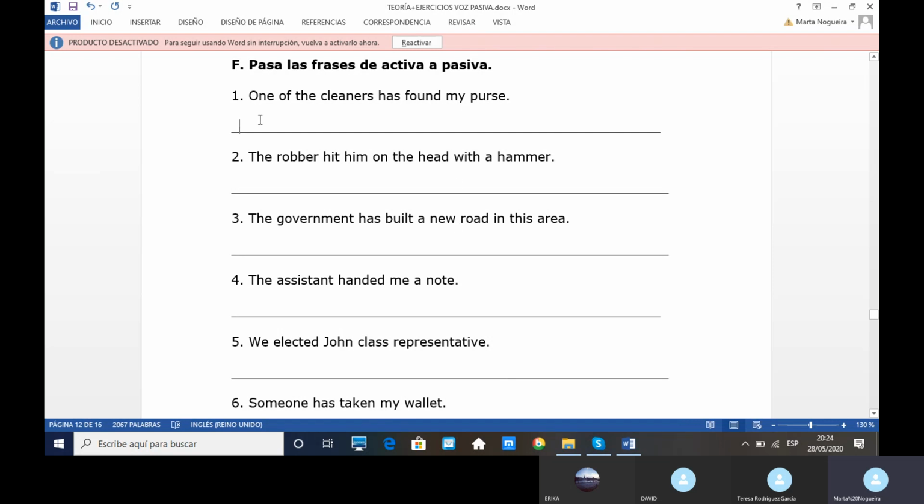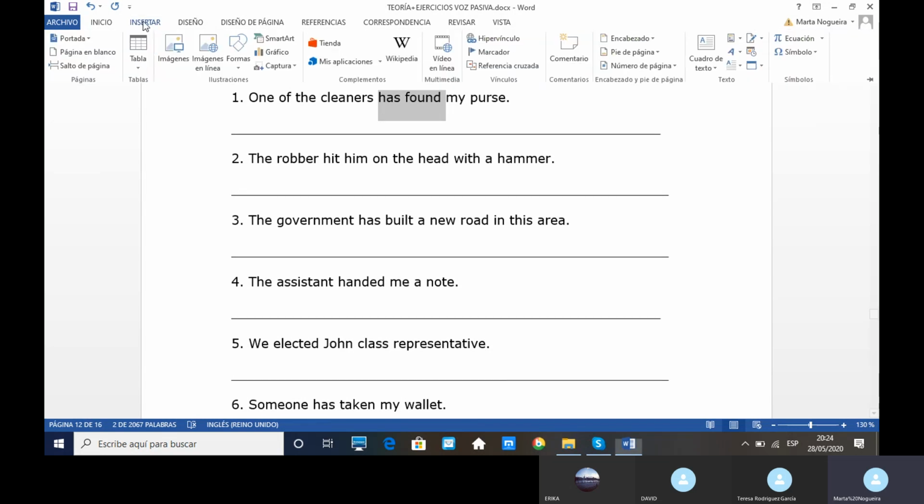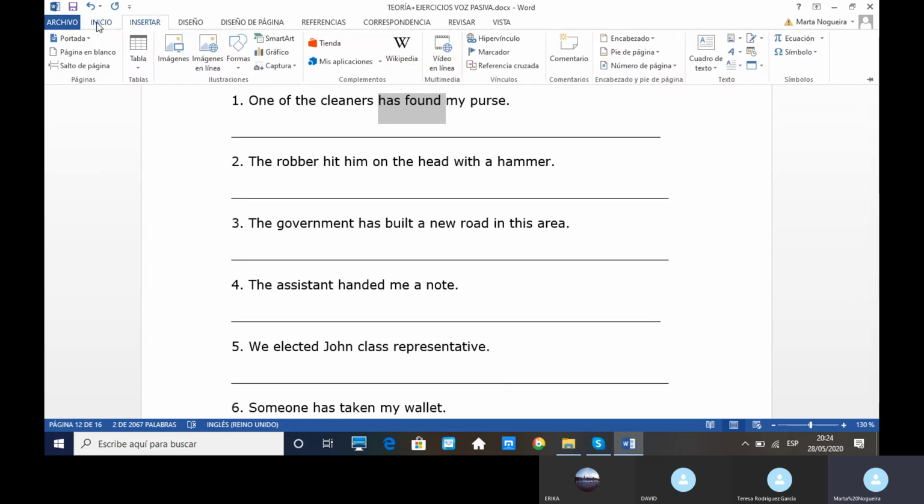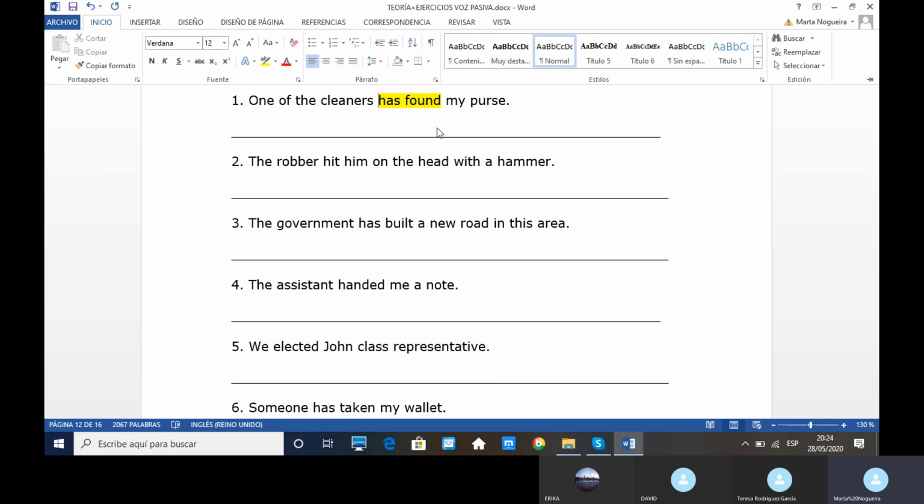Estas todas están en activa, okay? Tengo que ver lo que es el sujeto, lo que es el verbo, lo que es el objeto, ¿vale? Entonces yo digo, one of the cleaners has found my purse. Where is the verb? The verb is find, but this is all the verb, okay? So I'm going to put it in one color. Okay, let's put this, the verb.